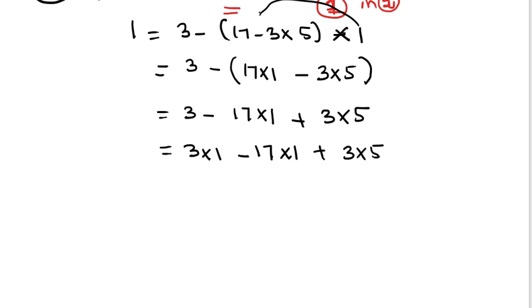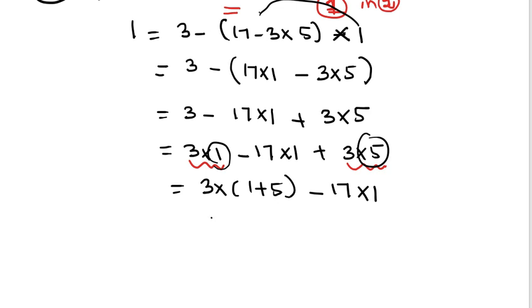Now verify these expressions. This is 3 times 1 and this is 3 times 5. So rewriting these two expressions, 3 times (1 plus 5) and the other value minus 17 into 1. That is 3 times 6 minus 17 into 1.